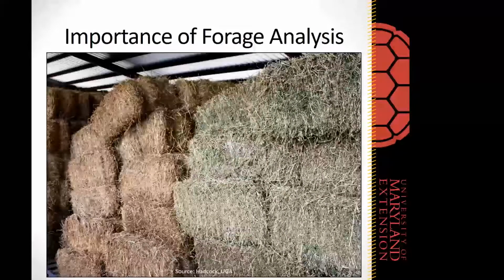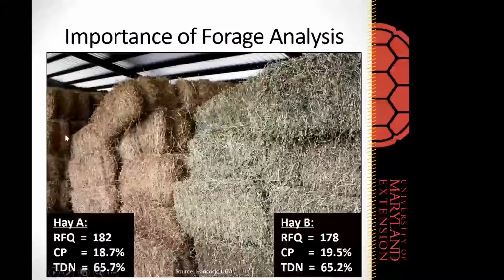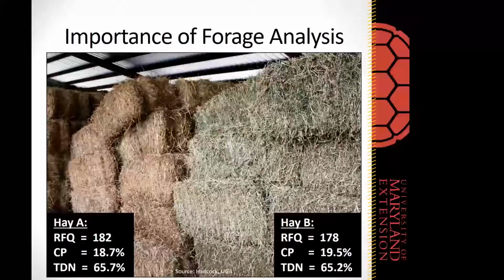But if we actually do our forage analysis on these forages and we look at the actual nutrients present in each of those, you can see they're very, very similar. They both have right around 180 in RFQ, which we'll talk about what that means, right around 19% crude protein, and right around 65% TDN. So you can see that they're actually really similar in terms of forage quality.